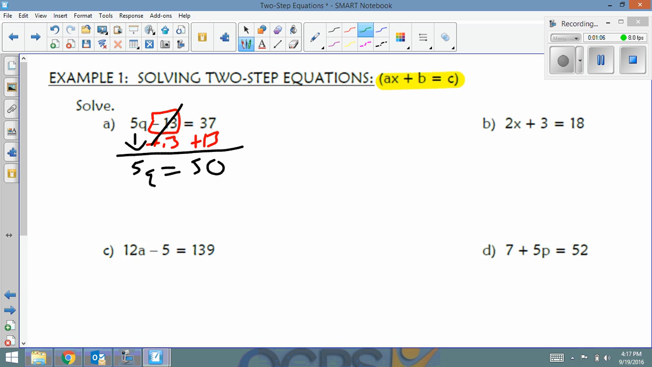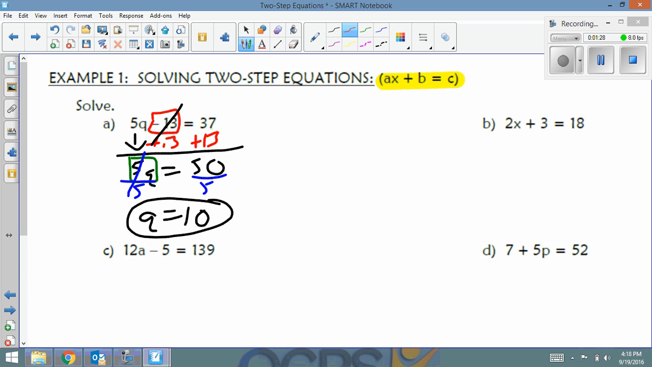And then you see how this letter and number are right next to each other? Well, to get rid of that number, because they're next to each other, that means they're currently being multiplied. The opposite of multiplication is division, so we're going to divide by 5 to both sides. And I get q is equal to 10.